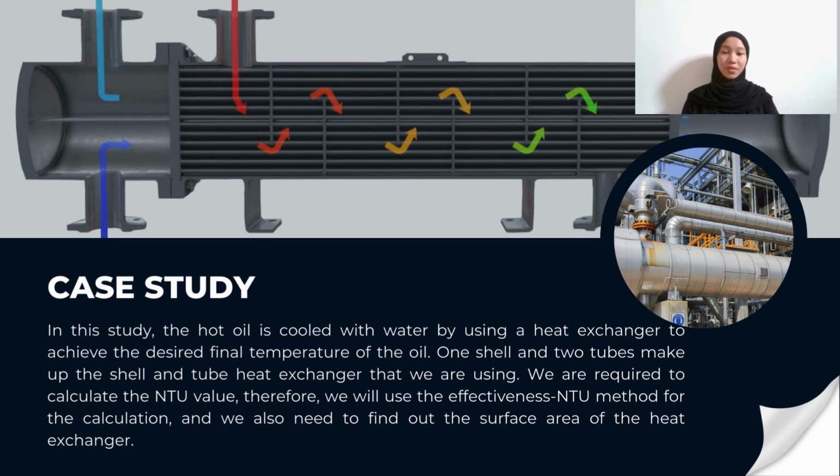In this study, the hot oil is cooled with water by using a heat exchanger to achieve the desired final temperature of the oil. One shell and two tube passes make up the shell and tube heat exchanger that we are using. We are required to calculate the NTU value, therefore we will use the effectiveness-NTU method for the calculation, and we also need to find out the surface area of the heat exchanger.